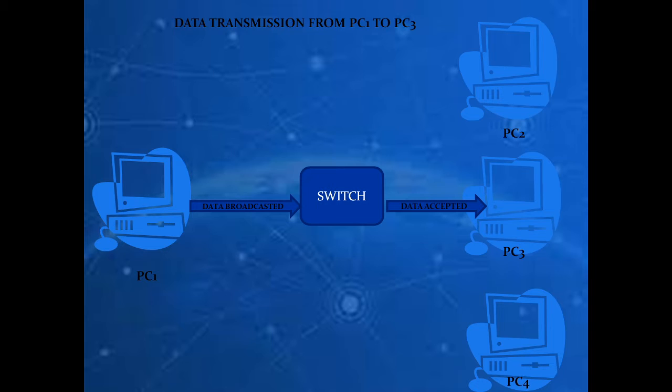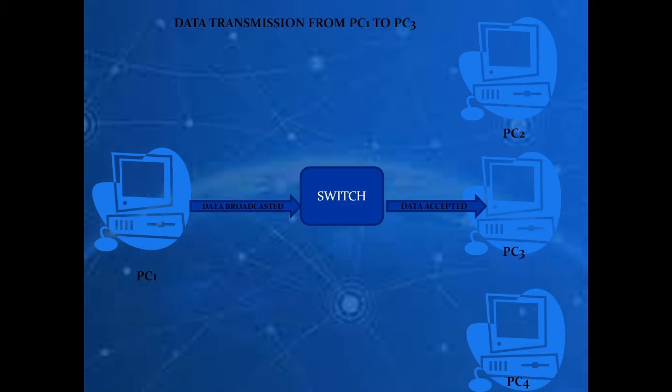Now if PC1 wants to transmit data to PC3, what will it do? The message will be sent only to PC3 by the switch. It will not send to PC2 and PC4 because the switch is maintaining the addressing technique, and using that technique the message will be sent to the correct device, not to other devices. So if the message is sent only to the destination system, it means there will be less traffic as well.